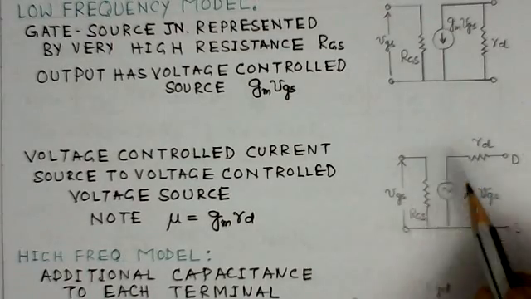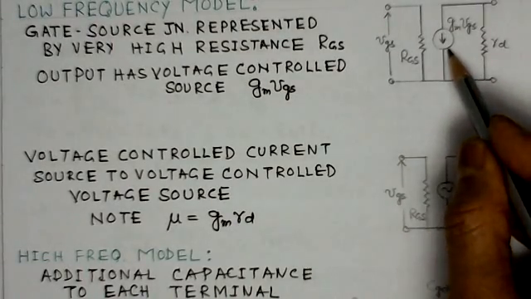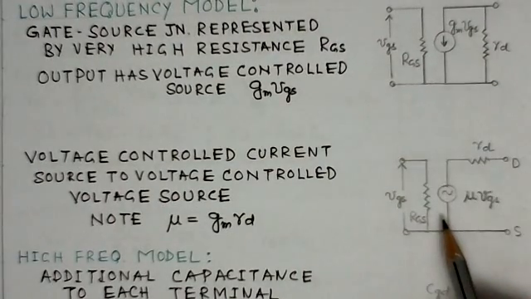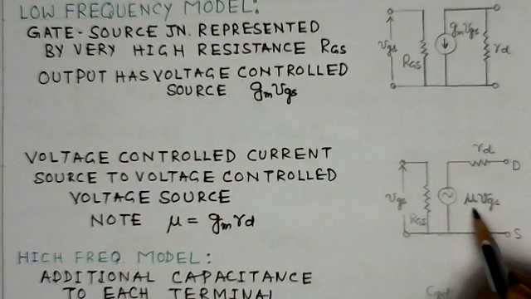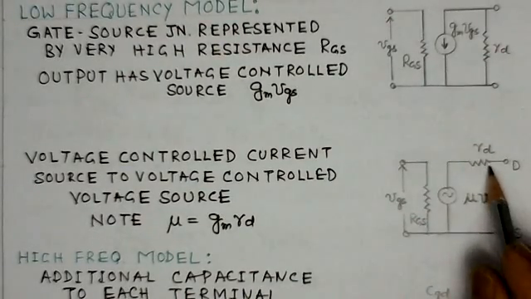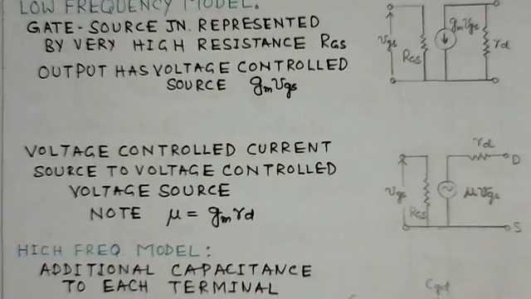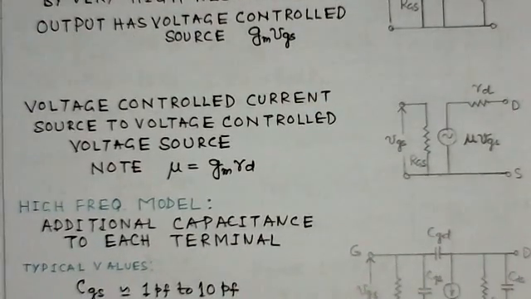If you want to replace it by a voltage controlled voltage source, this could be drawn in this fashion. This is RGS, the resistance, and this is mu VGS with RD, where mu is GM RD, which is obvious.